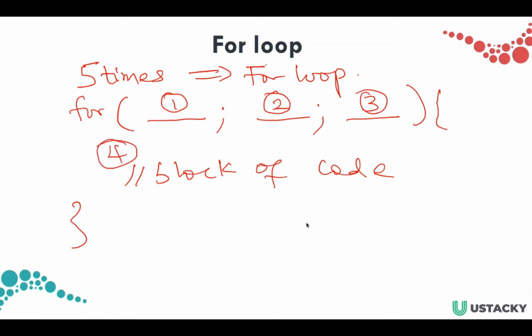To have a loop, it starts from the 3 components, executes the block of code, it goes back to the 3 components, executes the block of code, and it continues like this. Now I'll explain the components one after the other.